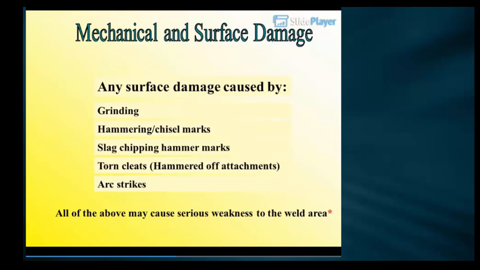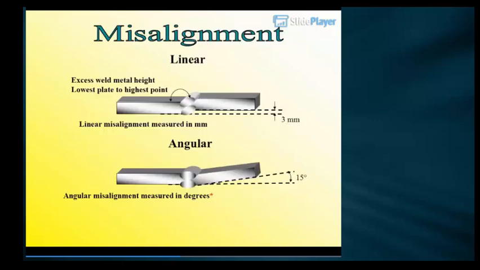Mechanical and surface damage. Any surface damage caused by grinding, hammering/chisel marks, slag chipping hammer marks, torn cleats, hammered off attachments, arc strikes. All of the above may cause serious weakness to the weld area. Misalignment: linear, angular, excess weld metal height. Lowest plate to highest point. 3 mm. Linear misalignment measured in mm. Angular misalignment measured in degrees.